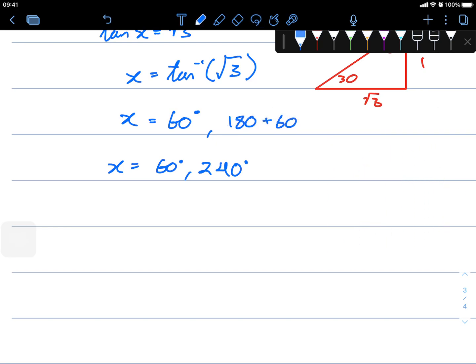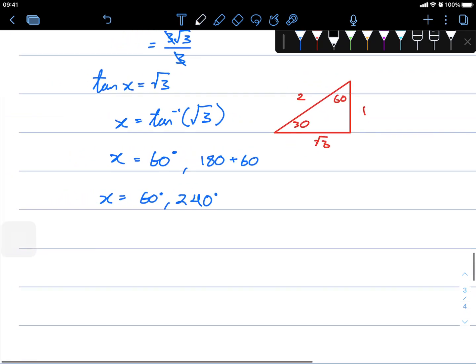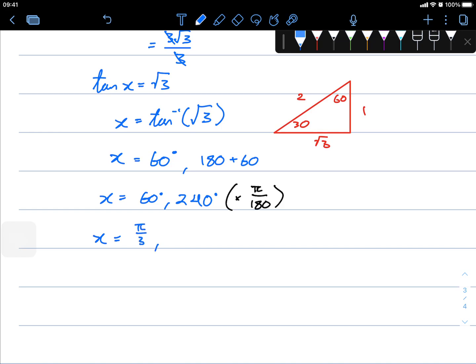Converting everything into radians, multiplying by pi on 180. 60 divided by 180 is 1/3, I believe. Yep, that's going to be pi on 3. 240 divided by 180, we get 4 on 3. But it's going to be 4 pi on 3 because we're multiplying by that pi.